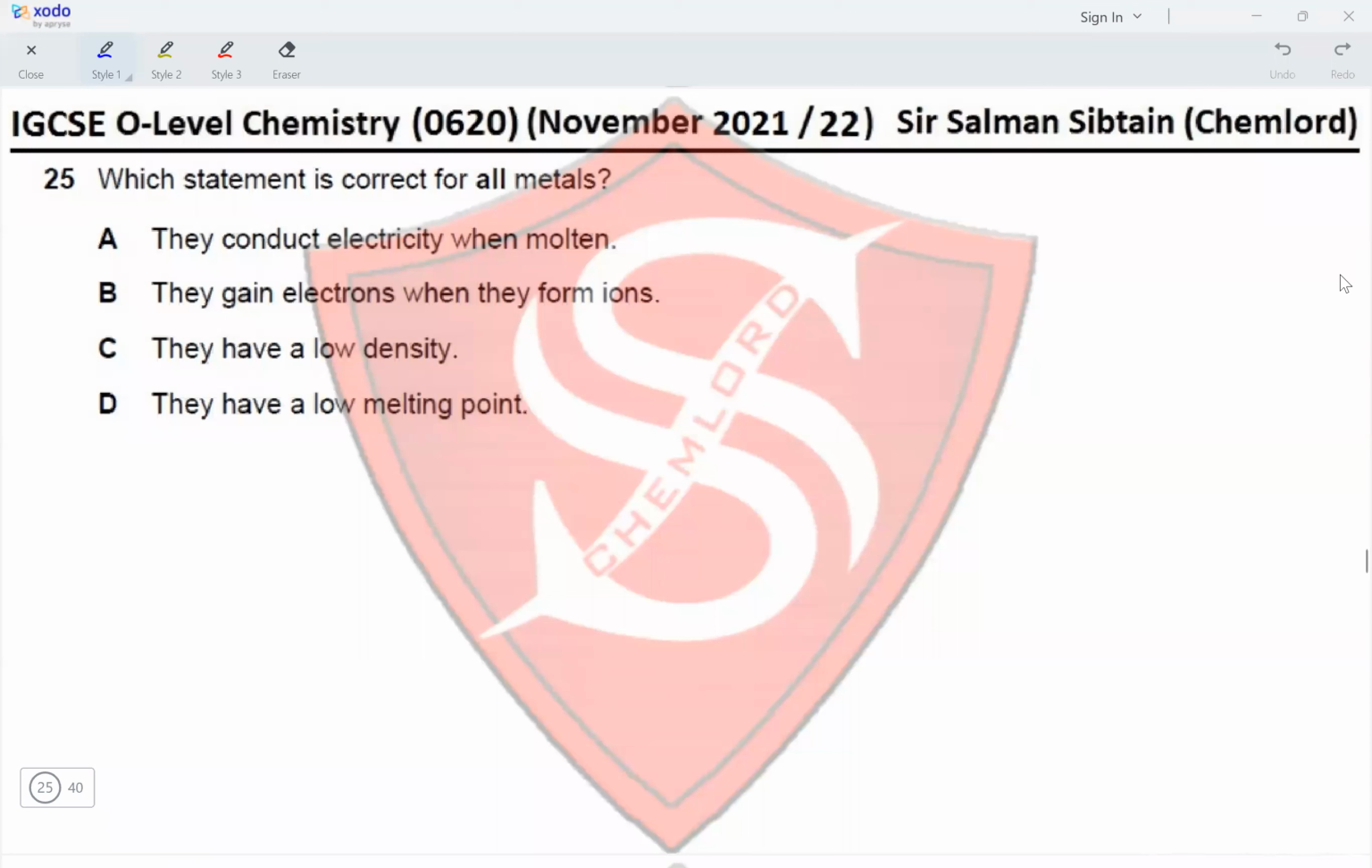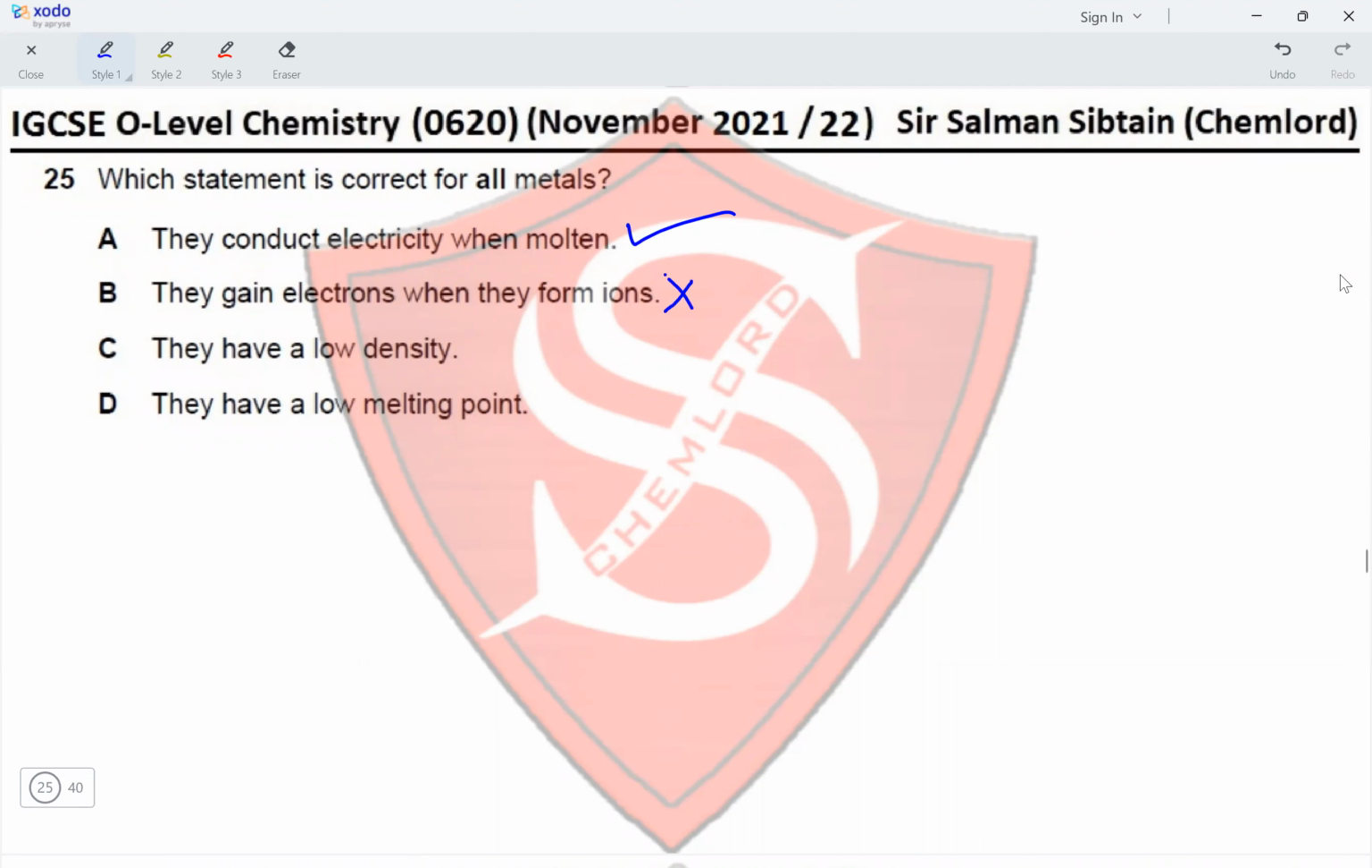Question 25. Which statement is correct for all metals? They conduct electricity when molten. Yes, metals would conduct electricity whether they are in the solid or in their molten states. They gain electrons when they form ions. No, metals all form positively charged ions which are formed by loss of electrons.